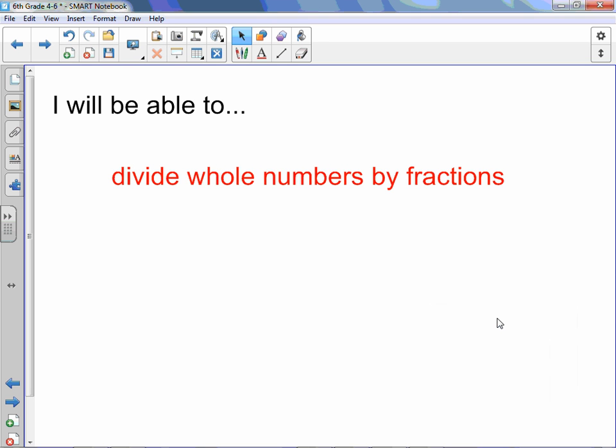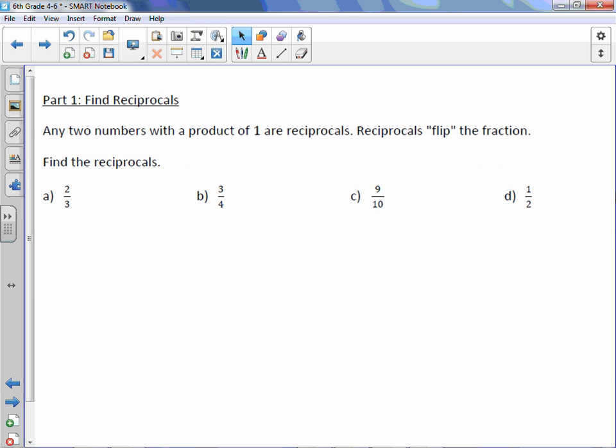Chapter 4, Lesson 6, Divide Whole Numbers by Fractions. You will be able to divide whole numbers by fractions. Before we do that, we need to know what a reciprocal is. Any two numbers with a product of 1 are reciprocals. Basically, reciprocals flip the fraction.